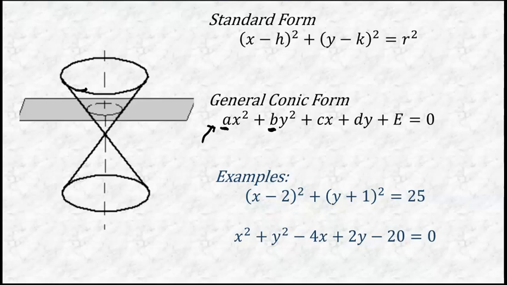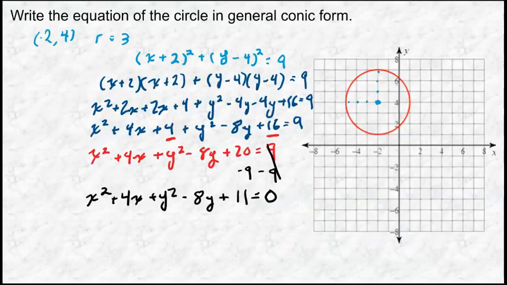So when we look at the original general conic form, you will notice that it's kind of in this xy order, then a constant. Well, that's all we need to do here, is we just need to rearrange this. So I am going to rearrange this so that it is an x squared plus y squared plus 4x minus 8y plus 11 equals 0.